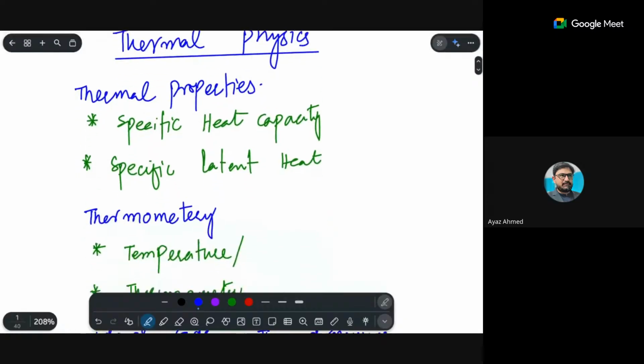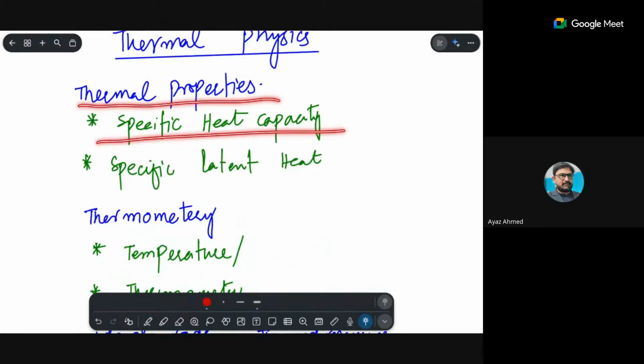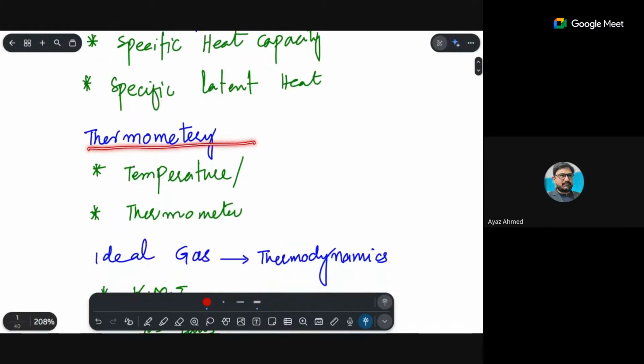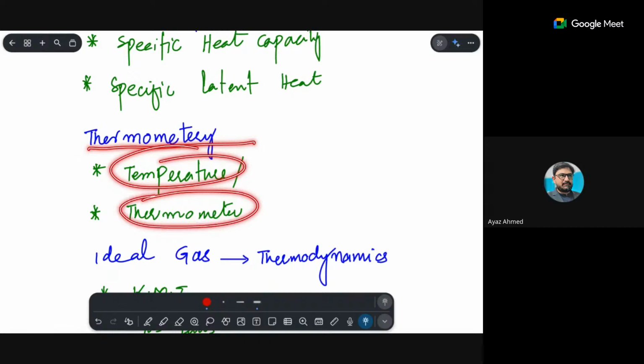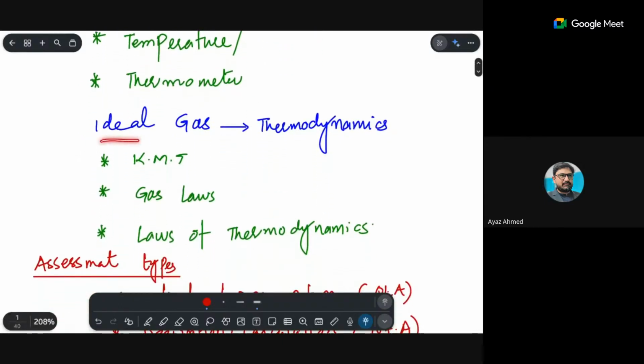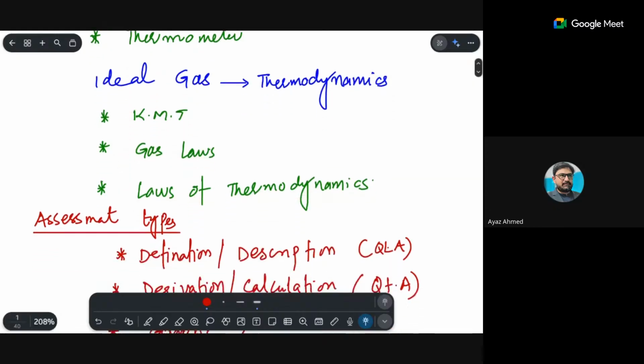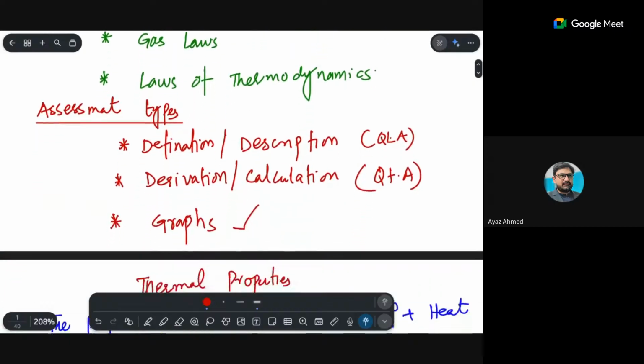Just a new topic, that is thermal physics. And in thermal physics, I just stated a few points here. Thermal physics is basically specific heat capacity and latent heat that will be discussed. And in thermometry, we will discuss temperature and thermometers. And in ideal gases or thermodynamics, we will talk about the kinetic molecular model, then gas laws and laws of thermodynamics. So these are the points which we will discuss.